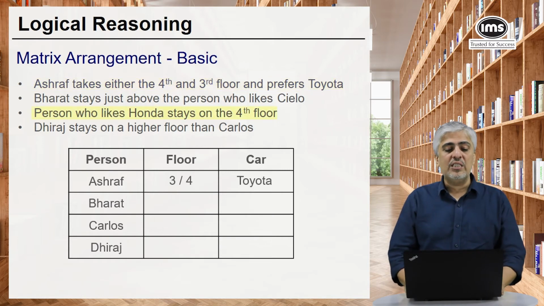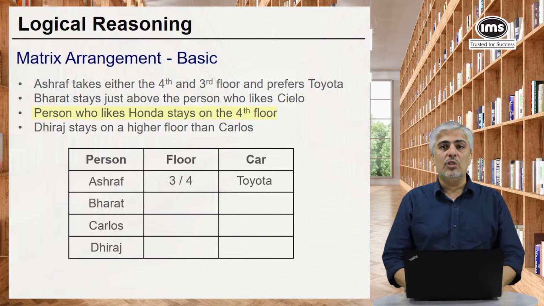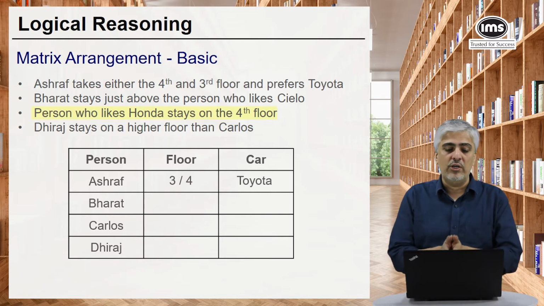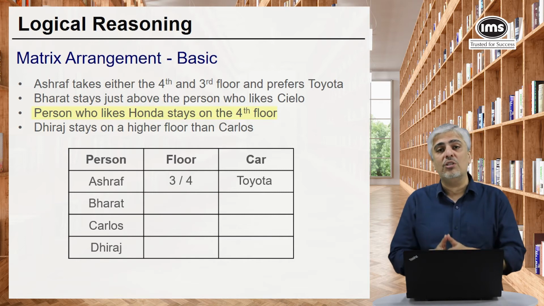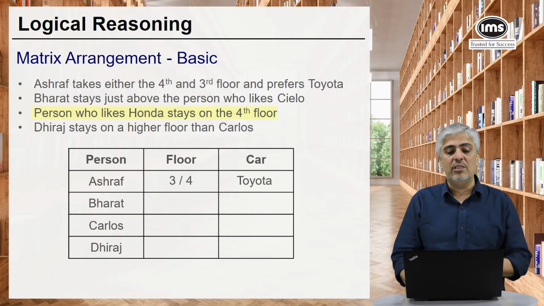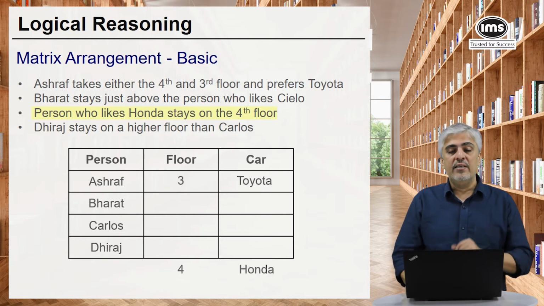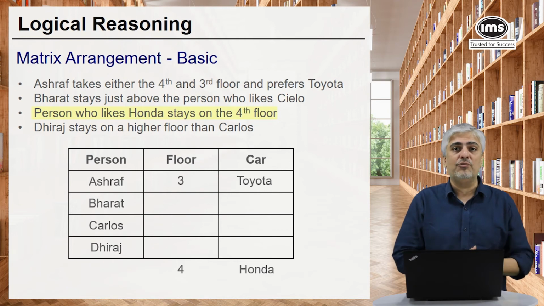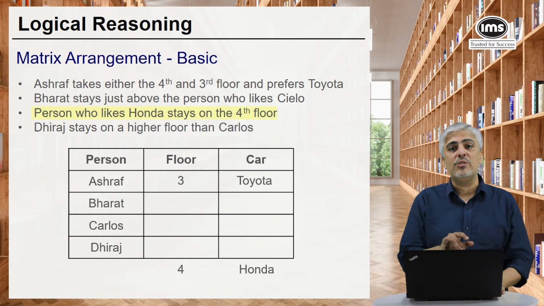Next one, person who likes Honda stays on the 4th floor, which means Ashraf cannot be on the 4th floor because we just said Ashraf has Toyota and he's on the 3rd or the 4th floor, but the 4th floor is Honda, which means Ashraf will become 3rd floor definitely. Now, because Ashraf becomes 3rd, I still don't know who likes the Honda and the 4th floor. So, hence Honda 4th floor is the information which I will use later. I've just put it down, right?